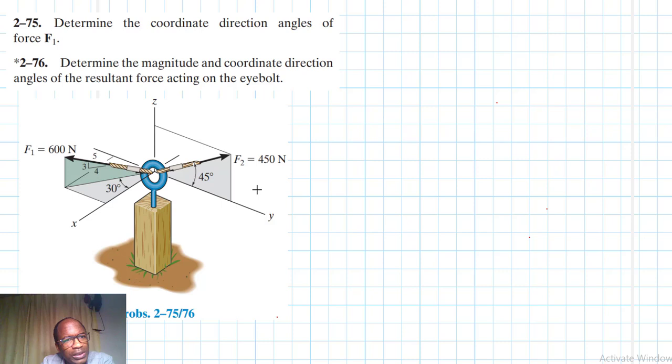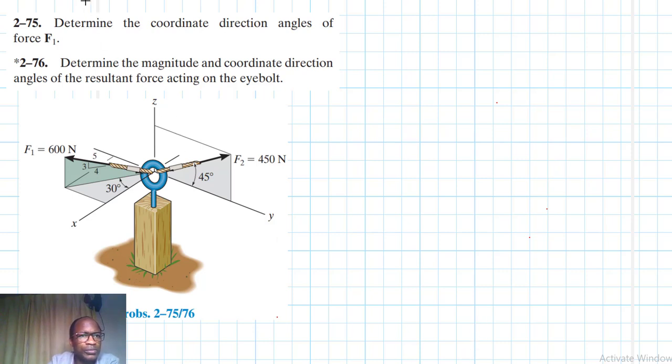The problem reads, determine the coordinate direction angles of force F1. In the second problem, determine the magnitude and coordinate direction angles of the resultant force acting on the eyebolt. Both these problems are coming from the Engineering Mechanics Statics textbook, 13th edition by R.C. Hibbeler.